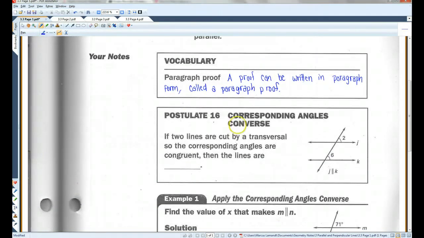Alright, postulate 16. Corresponding angles converse. If two lines are cut by a transversal so the corresponding angles are congruent, then the lines are parallel. So this is basically saying the opposite of what the previous postulate we learned was. In our last section, we learned that if the two lines are parallel, then the corresponding angles are congruent. The converse is also true. If the corresponding angles are congruent, then the lines are parallel.